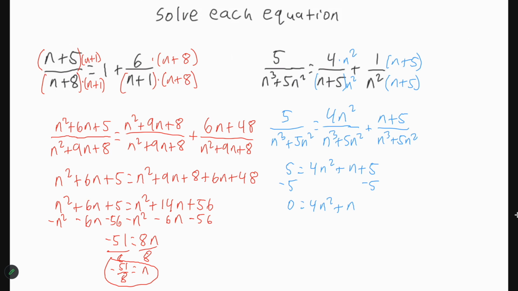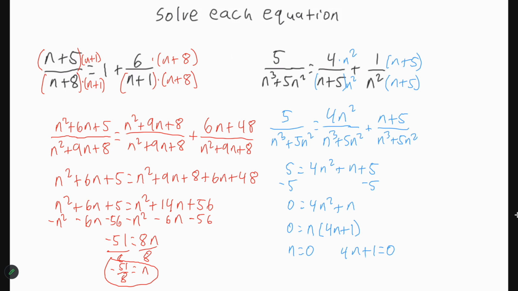So we can factor out an n. So 0 equals n times 4n plus 1. And now we can split that into two equations. So I'm going to switch it over, so we've got n equals 0, and we've got 4n plus 1 equals 0. Don't forget, if you factor out an n, that's still something you need to split up. So n equals 0, that's one of your solutions.